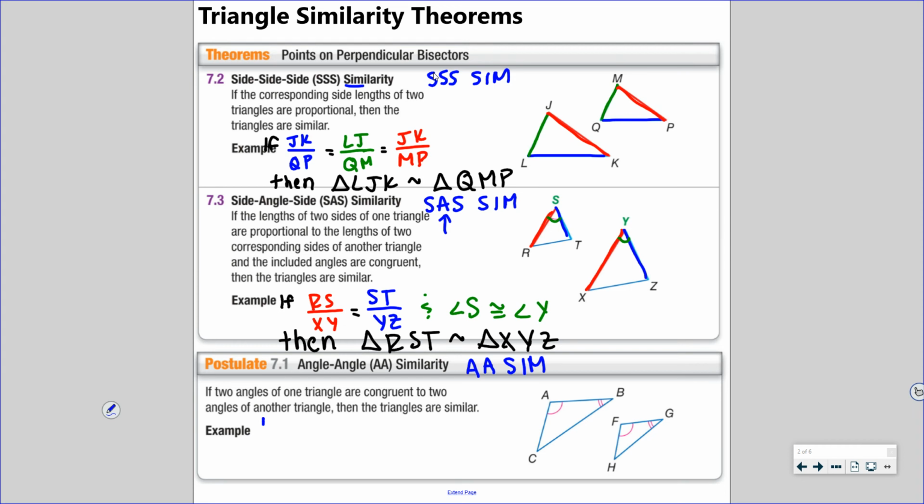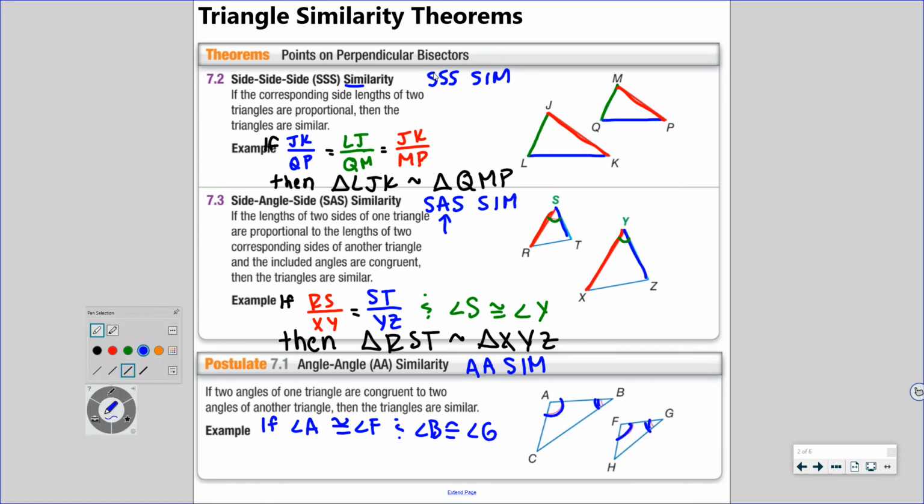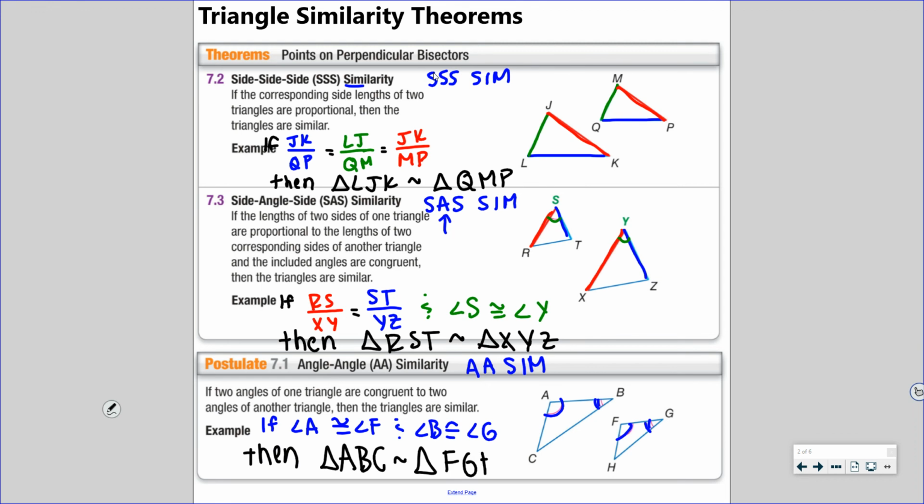Okay? So in this case, if angle A is congruent to angle F, and angle B is congruent to angle G, that's enough to prove that two triangles, why am I struggling to say two triangles? Two triangles are similar. ABC, so I've got to go FGH. Order matters. Okay, that's basically the new stuff for today. Now we're just going to do 6 example problems.